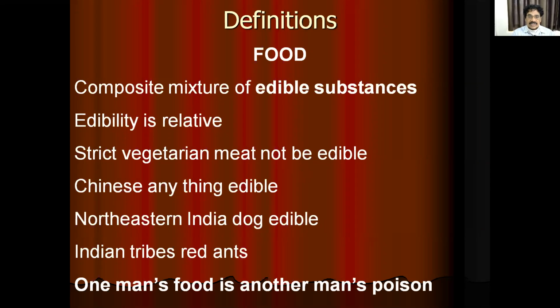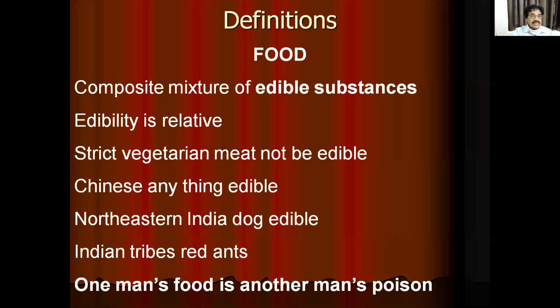One man's food is another man's poison. That is also important. There are certain allergic foods. Some people, when they eat that food, immediately get into allergic problems. Sometimes they may even die. Some people are allergic to garlic. Some people are allergic to onion. Some people are allergic to some types of fishes. So whatever is a food for one person may not be food for the other person. On the other hand, maybe it is a poison.